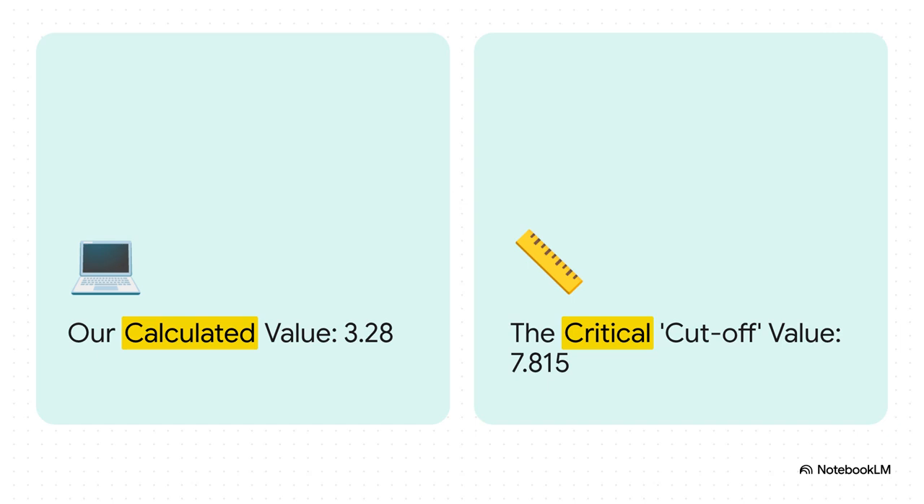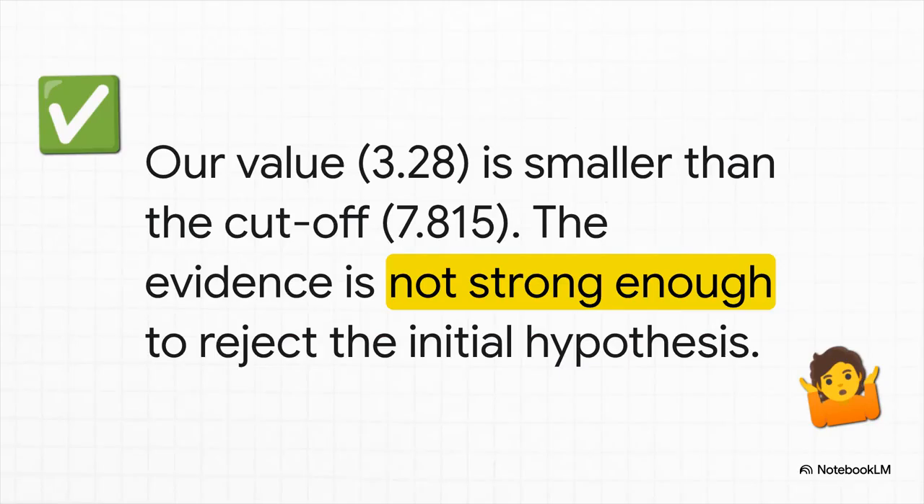For our pattern to be considered significant, our number has to be bigger than that cutoff. It has to clear the bar. And our value, 3.28, doesn't even come close to clearing the bar of 7.815. So even though the defects weren't perfectly even, the difference is still small enough that it could just be random noise. It looks like our initial gut feeling was wrong. We just don't have strong enough evidence to say the pattern is real.